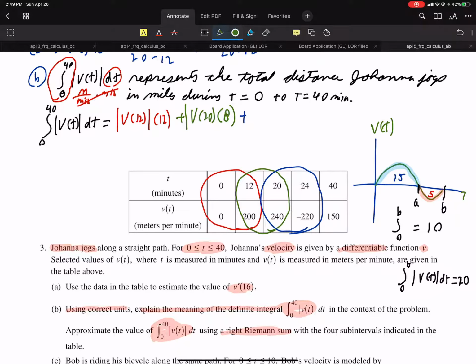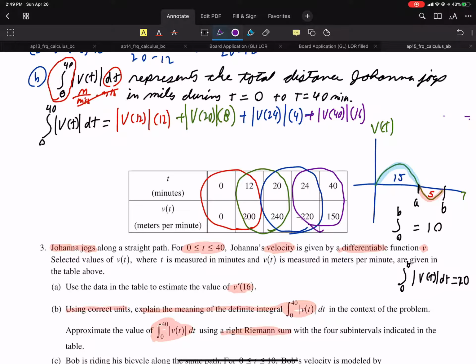Some of you are probably screaming at me, even though I couldn't hear you. V of 24, and the width is going to be 4. And the last interval is going to be these two, or last subsection. So the right-hand side is 40, and the width is 16.